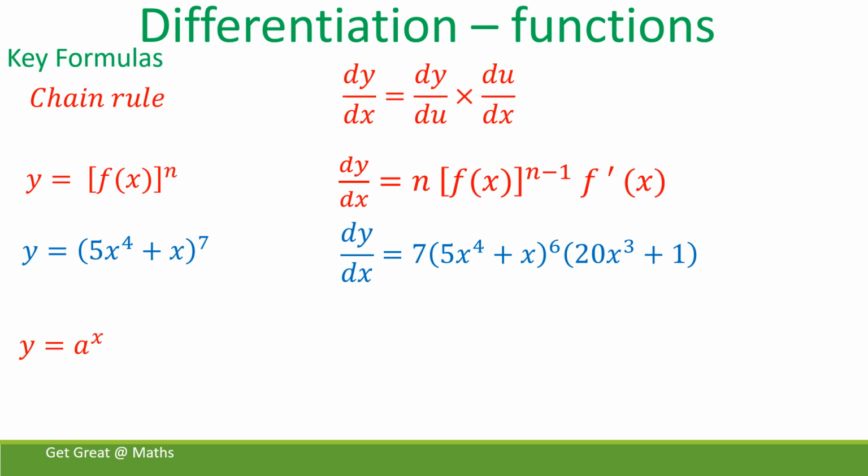The next rule is a key rule that you need to know. y equals a to the power of x. So dy by dx is equal to a to the x ln a. And you may be expected to prove this in your exam. So here's an example: y equals 4 to the power of x. So we're going to replace all the a's with 4. So dy by dx is equal to 4 to the x ln 4.